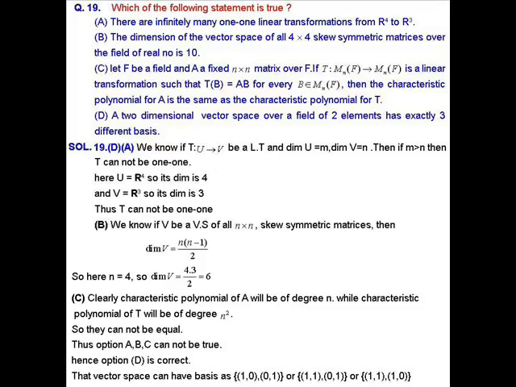Solution of question number 19. In this question we have 4 options and we have to choose the correct one. That is, among these 4 options only one option is correct. So we'll check one by one. So take option A. In option A we have: there are infinitely many one-one linear transformations from R4 to R3. Okay. Now here T is a map from R4 to R3.